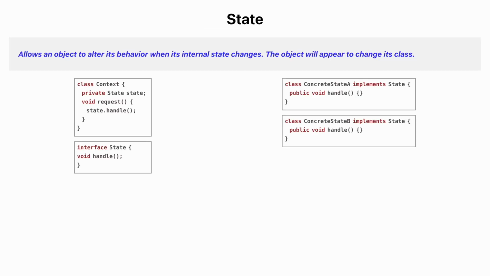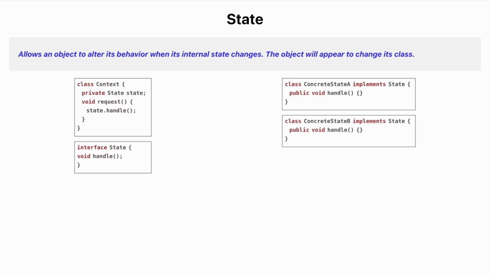State allows an object to alter its behavior when its internal state changes. The object will appear to change its class. Here, the context class has the reference to the current state instance. Whenever the context wants to perform state specific handling, it will invoke the handle operation in the state subclass instance. The state handle operation may also change the current state of the context instance.